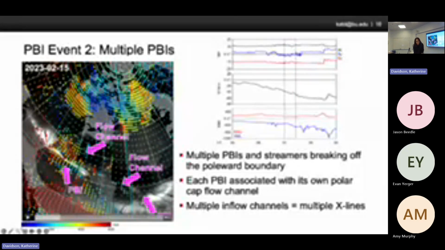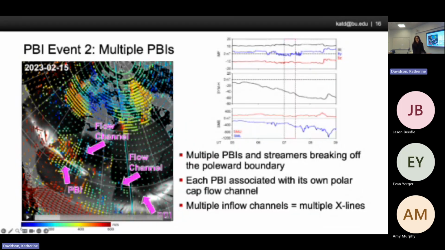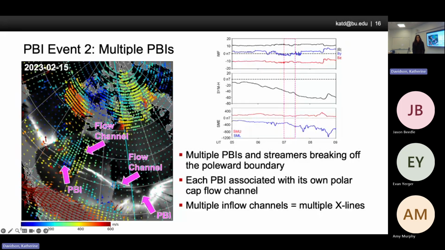Typically in this latitude range, the poleward boundary would not be this low, but because it's a storm time event, the whole auroral oval has shifted equatorward. So this is the poleward boundary here, and the equatorward boundary is somewhere outside of the field of view. So you'll see multiple PBIs, one around midnight and one duskward here. And each of those PBIs are going to be associated with its own polar cap flow channel.